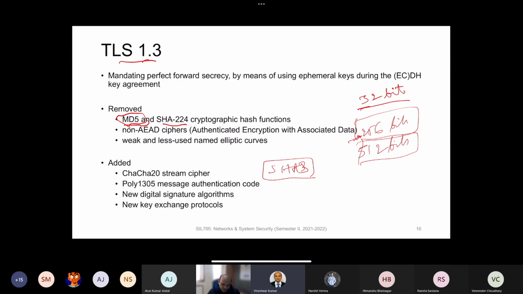SHA-224 is also something which has been dropped in TLS 1.3. Non-AEAD ciphers: we talked about authenticated encryption, and associated data just means that there will be some data which will be authenticated but not encrypted. The ciphers which do not facilitate authenticated encryption, so both authentication and encryption, have been dropped, because in many cases you want both, and we have seen that in TLS we utilize both authentication and encryption.